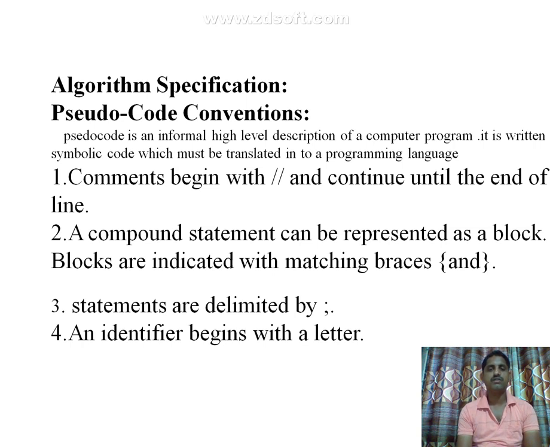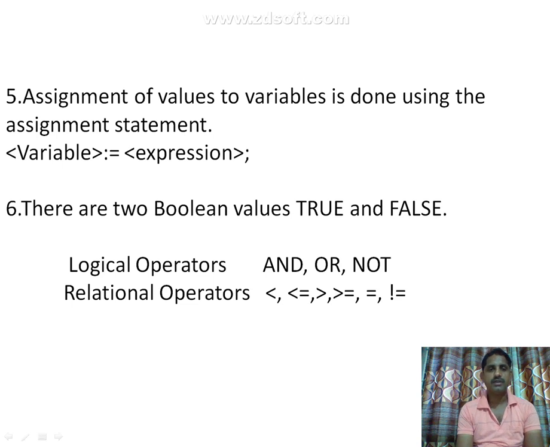Okay, how can we give the conventions? Here, comments begin with a double slash and continue until the end of the line. Second, a compound statement can be represented as a block. That is, blocks are indicated with matching braces, opening and closing braces, and statements are delimited by a semicolon at the end of the statement, and identifiers begin with a letter. And assignment of values to variables is done using the assignment statement, that is, variable := expression.